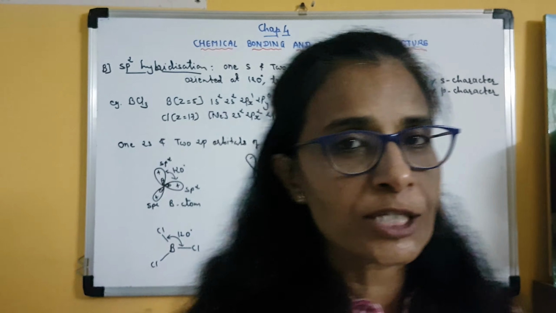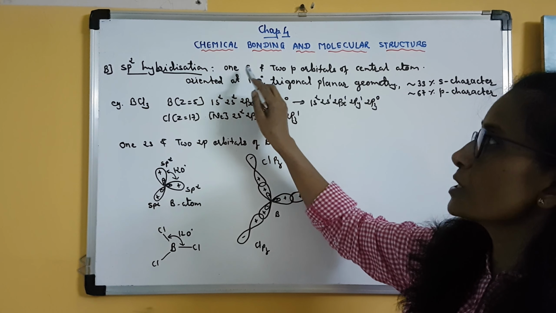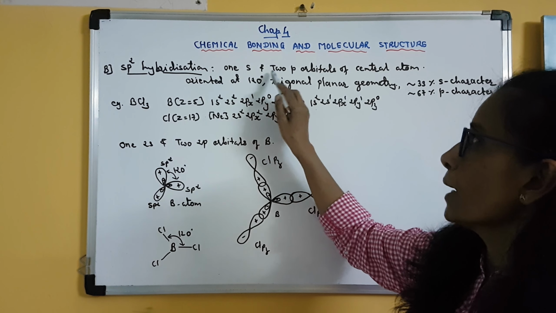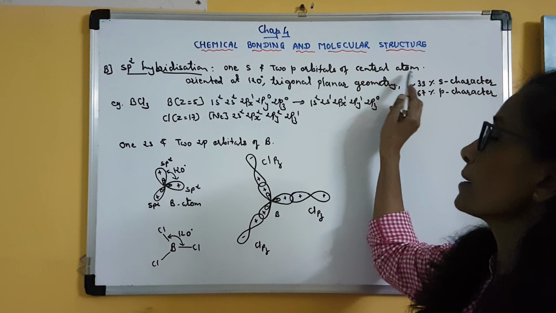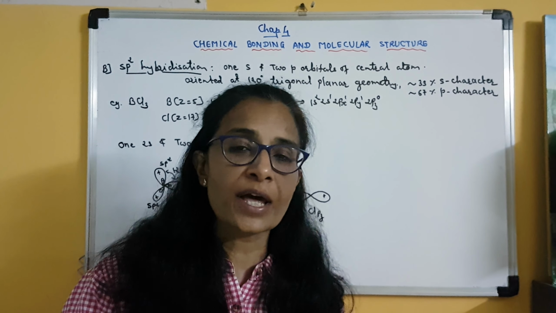Now our today's next topic is about sp2 hybridization. sp2 hybridization means one s orbital and two p orbitals of the central atom undergo intermixing, they undergo hybridization.